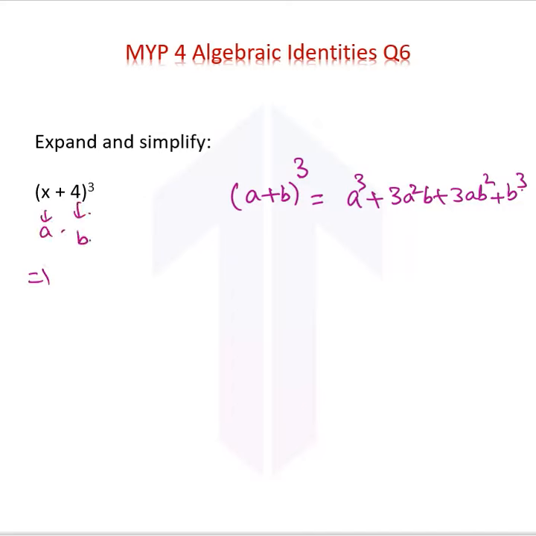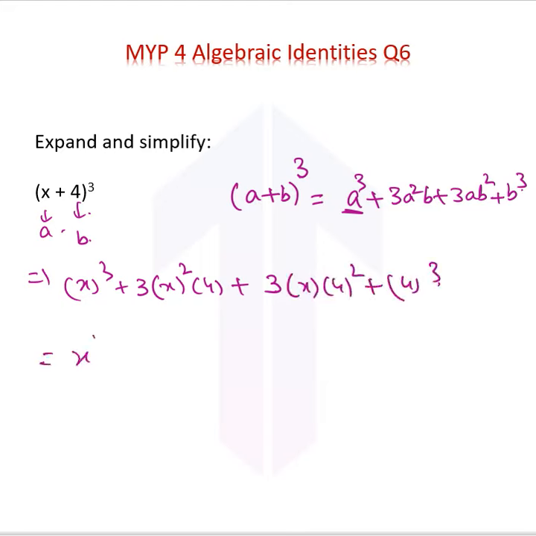So, (a + b) whole cube, meaning (x + 4) whole cube, will be a cube, that is x cubed, plus 3 times a square b. So 3 times x square into 4, plus 3 times ab square, that is 3 times x into 4 square, plus b cube, that is 4 cube.